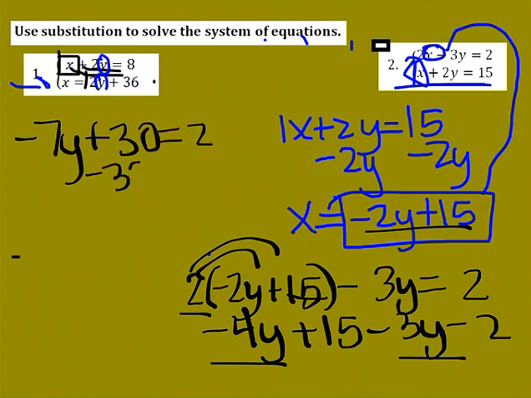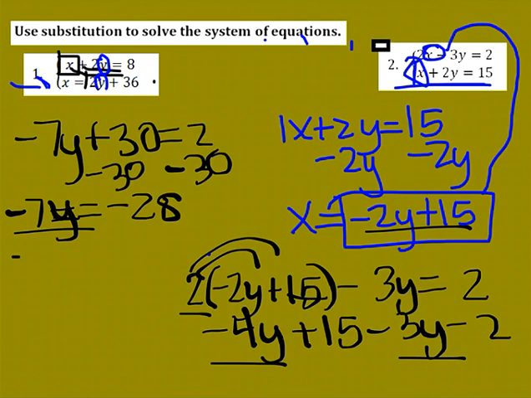So now I'm going to subtract 30 from both sides. So I get negative 7y is equal to, oops, I need a y there, negative 28. So now I'm going to divide both sides by negative 7, and here I end up getting that y is equal to a positive 4. Okay, so y is equal to a positive 4.